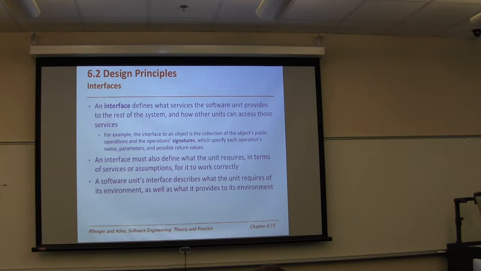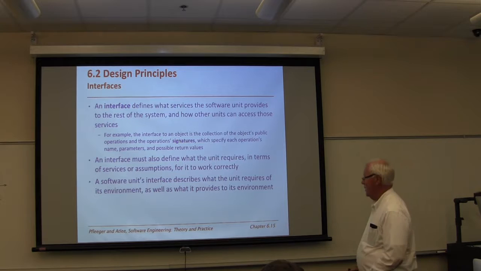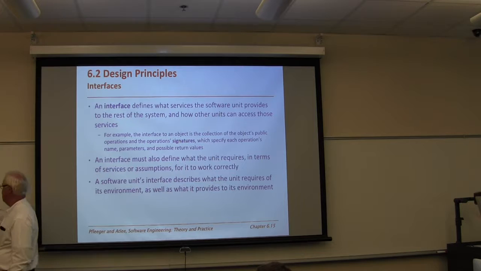So an interface defines what services the software unit provides to the rest of the system, what's going out, and how other units can access those services, what's coming in. So for instance, an object interface is the collection of the object's public operations and the operation signature. So when you have public information, it's information that's in the interface that other modules can see, and it has a signature which describes that data, the name of the data, string data, whether it's integer, whatever, all the descriptors.